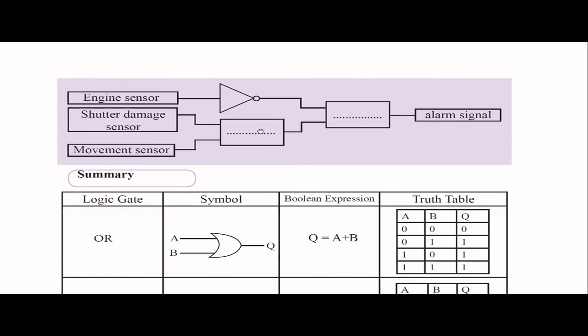Either one of these should happen. With this should be an AND operation. That means the engine is off. If either one of these is happening, then the alarm signal will come. So here it's an OR gate, here it's an AND gate, right? So if we see the truth table also, you can understand it more clearly.